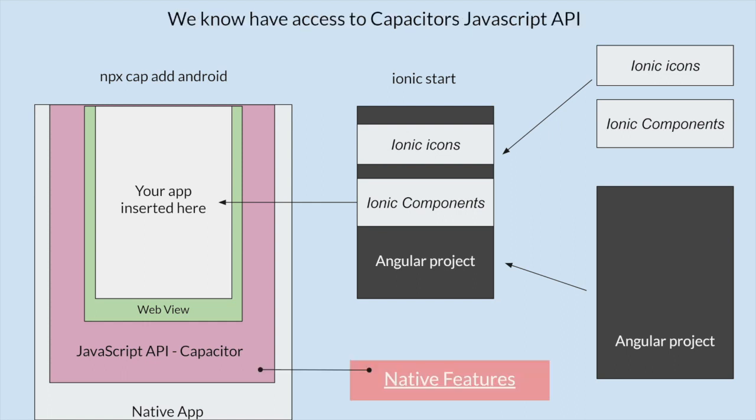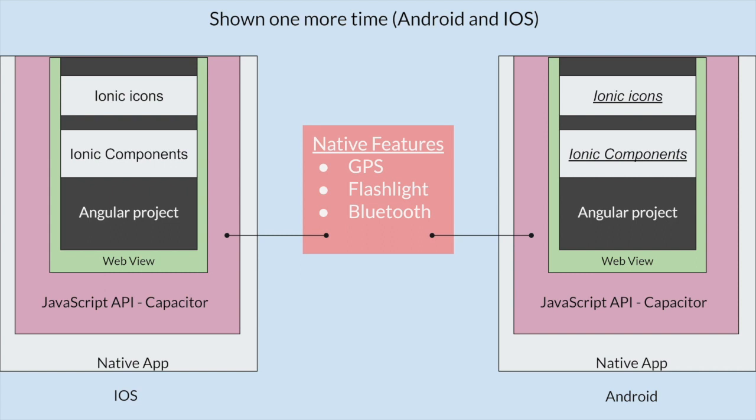And then plus the JavaScript API layer in between the web view and the native view is what's going to give you access to the native features. That way you can actually use the flashlight or camera. So I'm just going to show this again. And what I wanted to show here, it's a subtle difference, but for iOS, you'll see I just put an underline and italicized Ion icons and Ionic components just to show that there will be a difference between the two when you do a build.